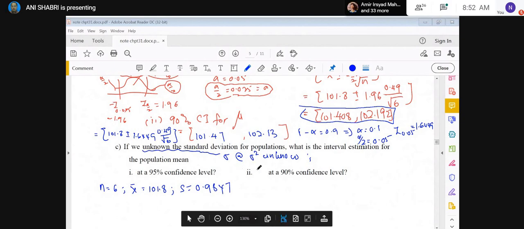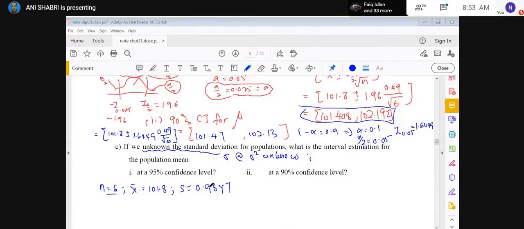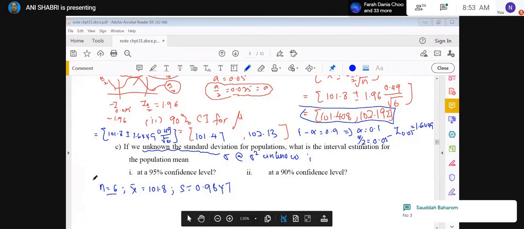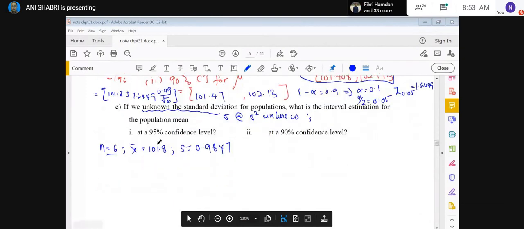Okay, which formula do we want? For this one, n is 6 and the variance is unknown. Which formula? We have 3 formulas: number 1, number 2, or number 3. Okay, number 3. Why number 3? Because n is less than 30. For number 3, we must use the t distribution.